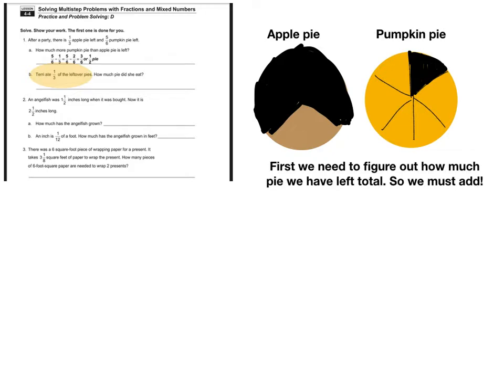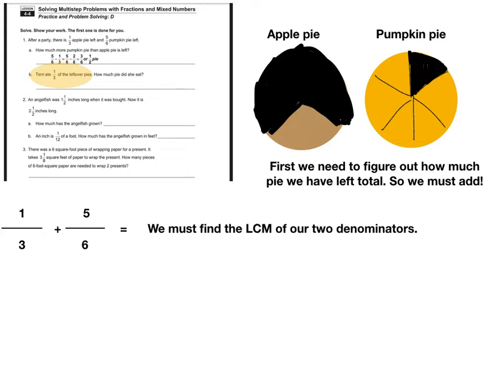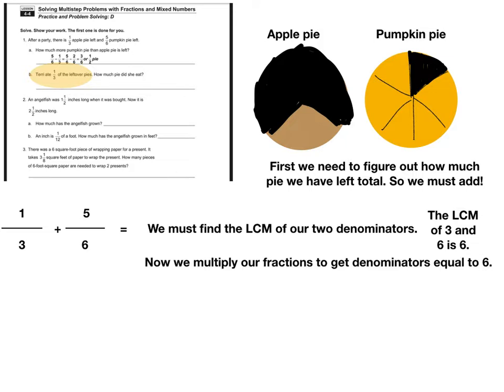So first we need to figure out how much pie we have left total. So we have to add 2 fractions. So our fractions are 1/3 plus 5/6, and that equals, well, we have to find the least common multiple of our 2 denominators. The LCM of 3 and 6 is 6. We learned that in part A of the problem. So we have to multiply our fractions to get denominators equal to 6. So we have 1/3 times 2/2, because the denominator is 3 and we need it to be 6. So 3 times 2 is 6.